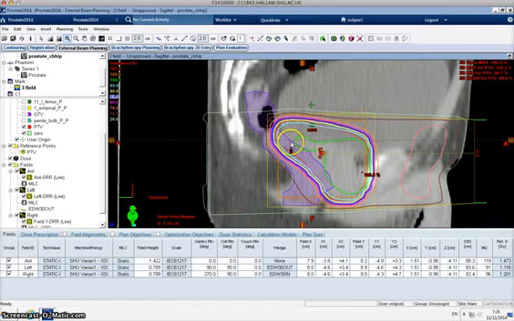So we're going to have a look to see if we're meeting the tolerances of the plan, and we'll have a look at that in the next video.